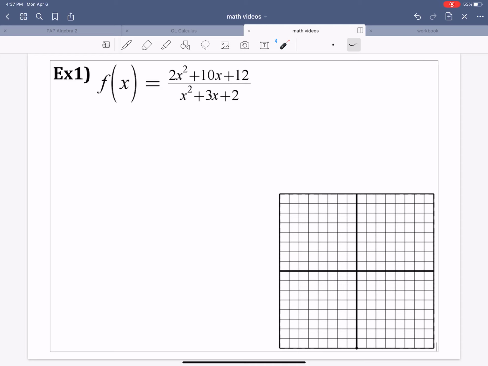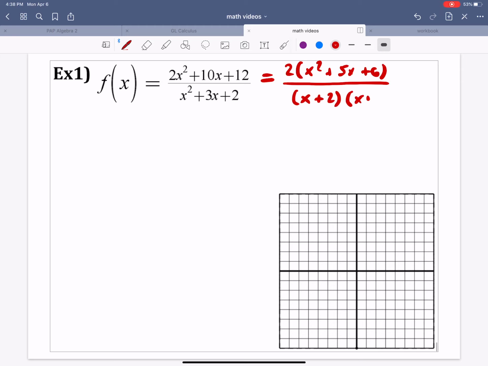So example 1, f of x equals 2x squared plus 10x plus 12 all over x squared plus 3x plus 2. Okay, so the first step here is we're going to factor the top and the bottom. The top we can factor out a 2. I need a little bit bigger font for you guys to see. So we've got 2 times x squared plus 5x plus 6 on the top, all over x plus 2 times x plus 1.